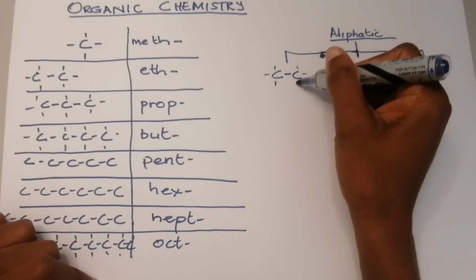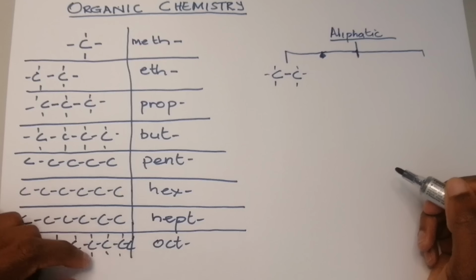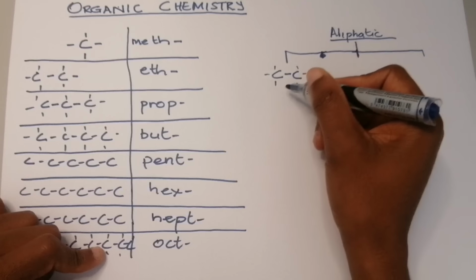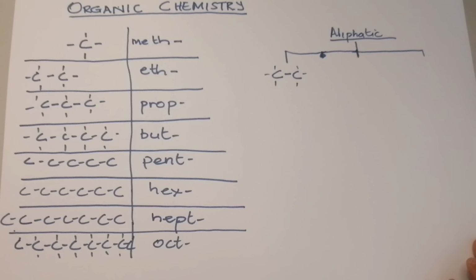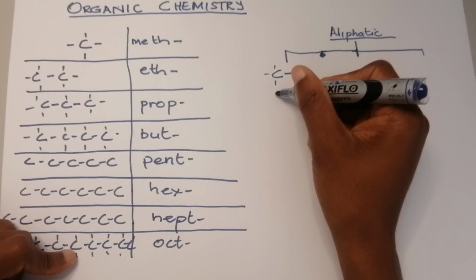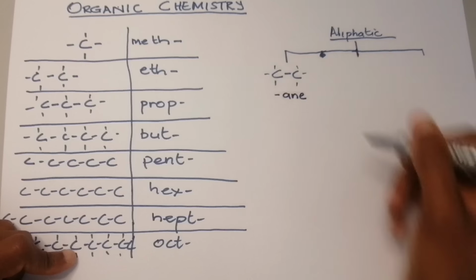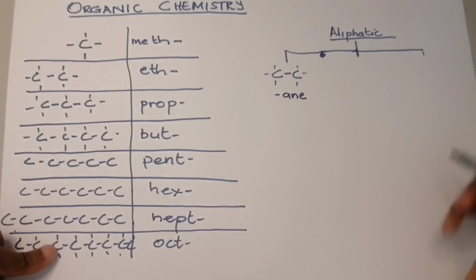So suppose we've got something that has single bonds between carbon to carbon, between adjacent carbon atoms. In this case, we use a suffix. So when we've got single bonds only between carbon to carbons, of course we're talking about just hydrogen and carbons, therefore we use the suffix. Now look at this. We use the suffix "-ane" in this case.